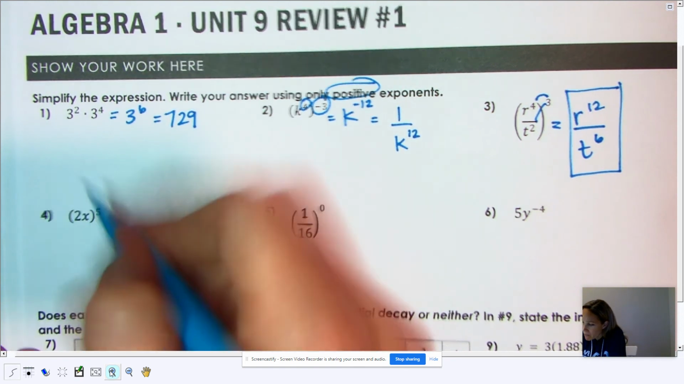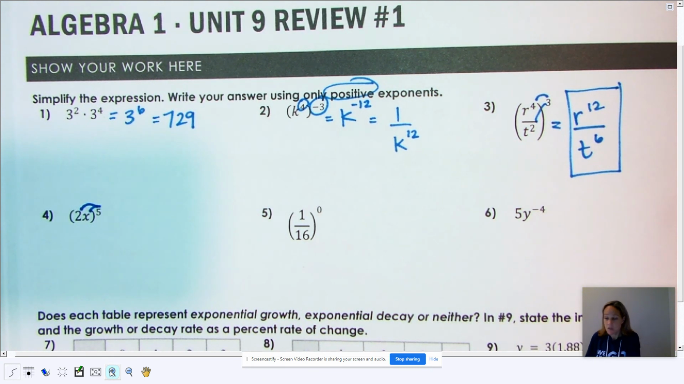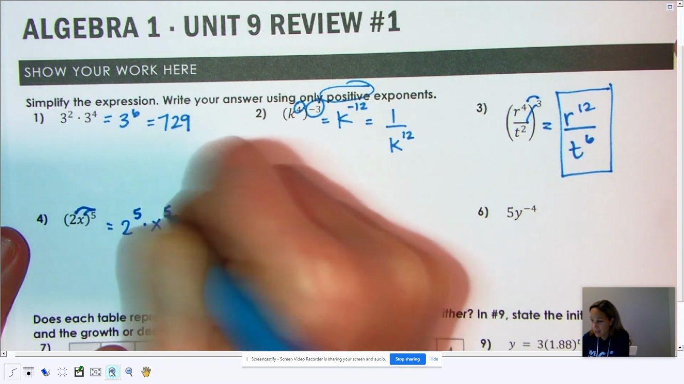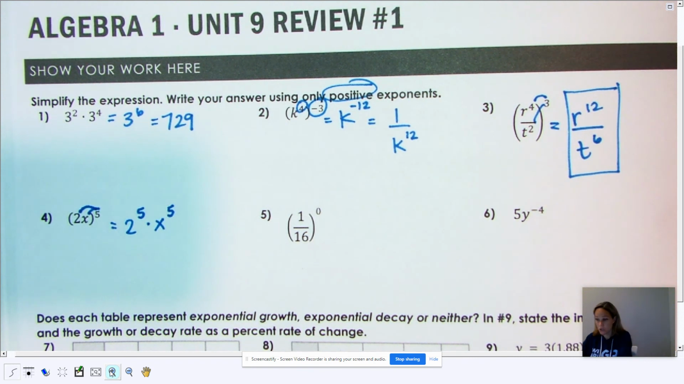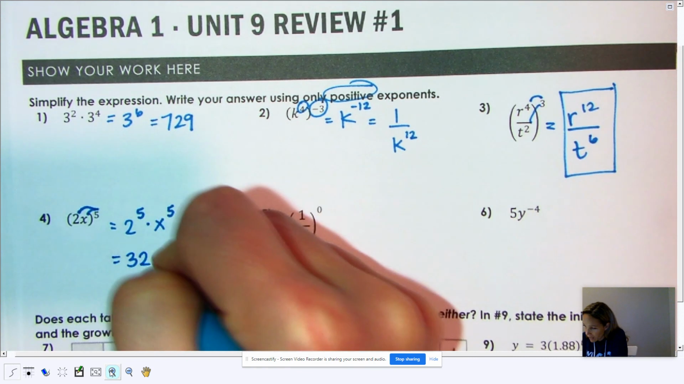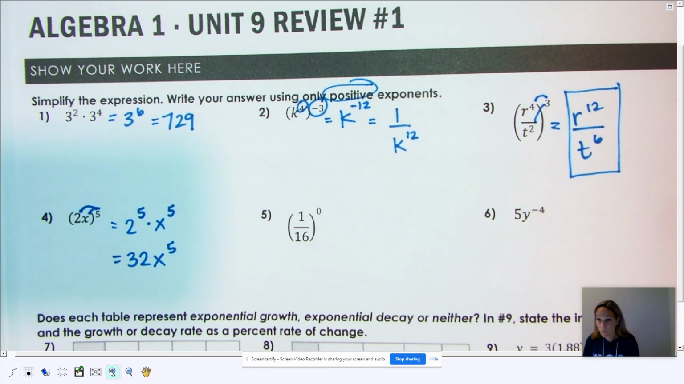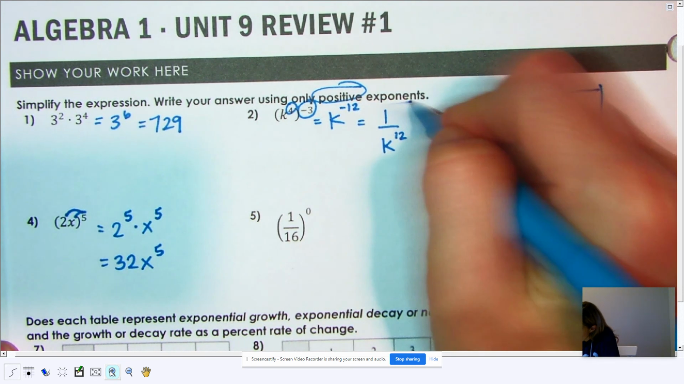Okay, number 4, remember this 5 goes to everything in there. So I know that there are 5 2's and there are 5 x's. So I'm going to do the 5 2's. So 2 times 2 is 4, times 2 is 8, times 2 is 16, times 2 is 32. So I have 32x to the 5, and you can totally use your calculator for that. That's okay. If you have a Chromebook, it's just down in that little circle in the bottom left. All your apps should open up, and there's a calculator built right into your Chromebook. Okay, question number 5. Oh, I forgot to box my answers.